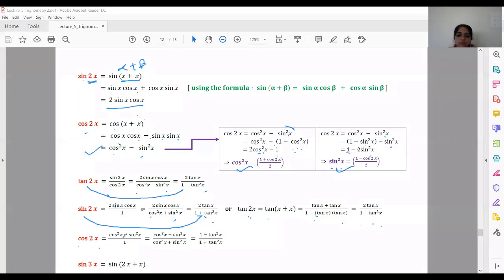Cos 2x is cos square x minus sin square x upon 1, and 1 is cos square x plus sin square x. If I divide the whole equation by cos square x, then I have 1 minus tan square x upon 1 plus tan square x. So this is the relation between cos and tan.